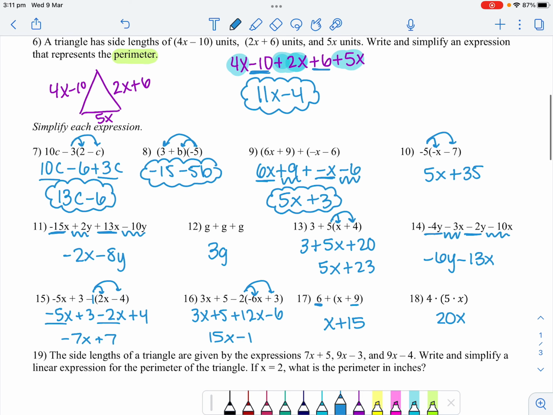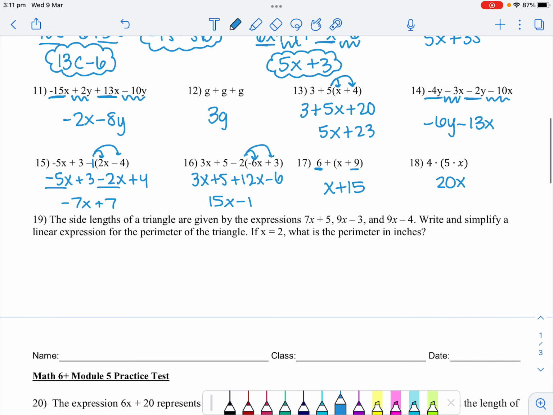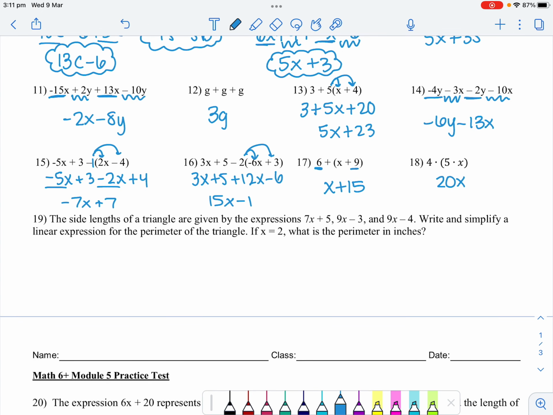Number 19 says the side lengths of a triangle are given by the expression 7x plus 5, 9x minus 3, and 9x minus 4. Write and simplify an expression for the perimeter. That means add all the sides. And then if x equals 2, what is the perimeter in inches? So I'm going to draw a triangle again. So I've got 7x plus 5, 9x minus 3, and 9x minus 4. So I'm going to add all 3 sides together.